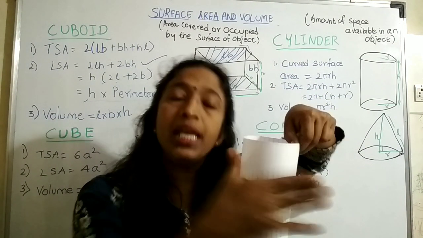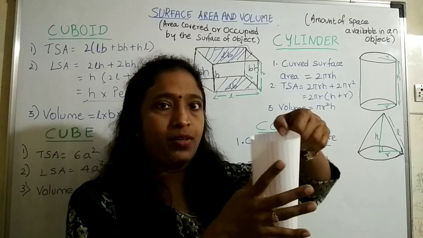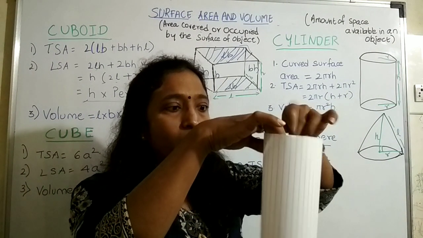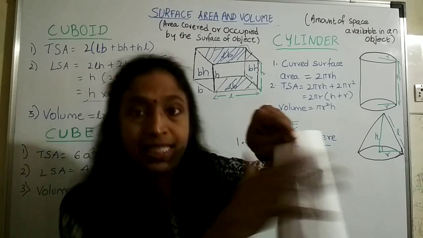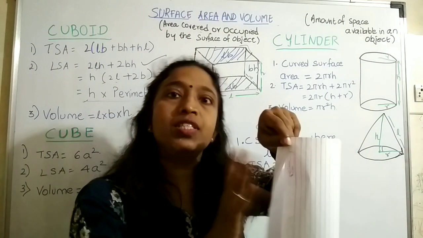Now here we don't have a lateral surface area. We talk only about the curved surface area. Okay, I hope you have understood that it is only curved surface area. If I want to find this quickly, I will explain. This is the CSA, that is curved surface area.